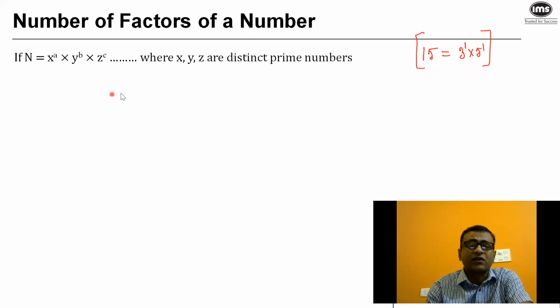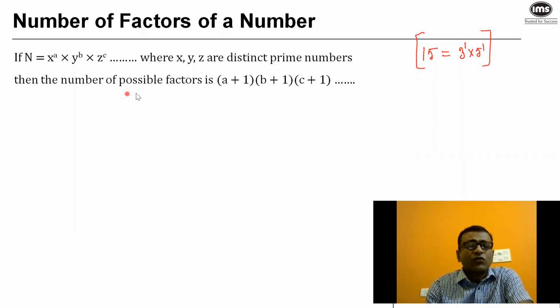So how will we get the total number of factors? To get the total number of possible factors, we simply add 1 to each and every power of the prime numbers. Here A, B, C are the exponents of the primes x, y, z. Simply we add 1. A plus 1, B plus 1, C plus 1 will give you the total number of possible factors. Let's take one example.